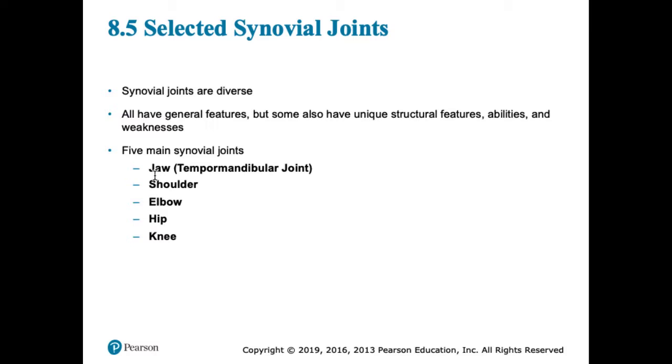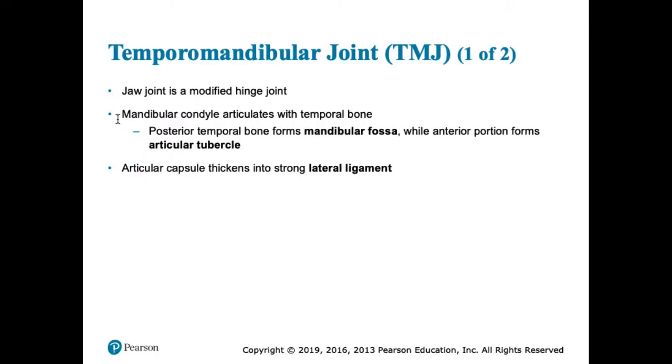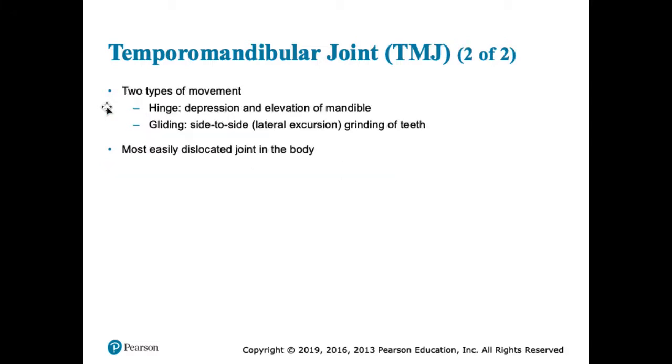The jaw is the temporomandibular joint specifically. So the TMJ, or the temporomandibular joint, is the jaw joint. It is a modified hinge joint. The mandibular condyle articulates with the temporal bone, and the posterior temporal bone forms the mandibular fossa, while the anterior portion forms the articular tubercle. The articular capsule thickens into the lateral ligament.